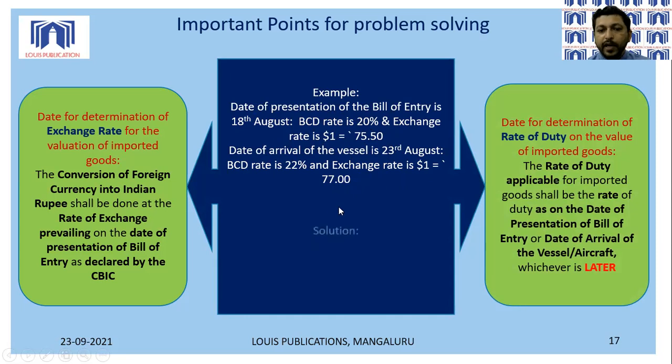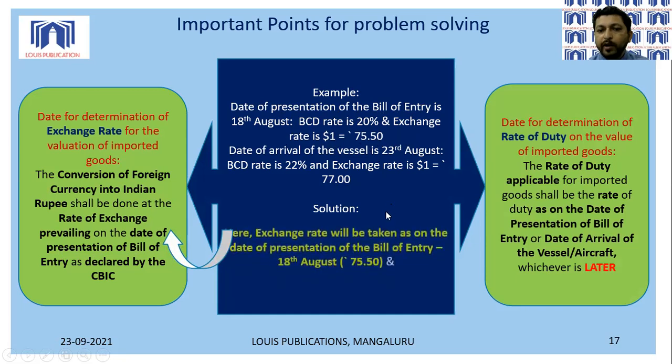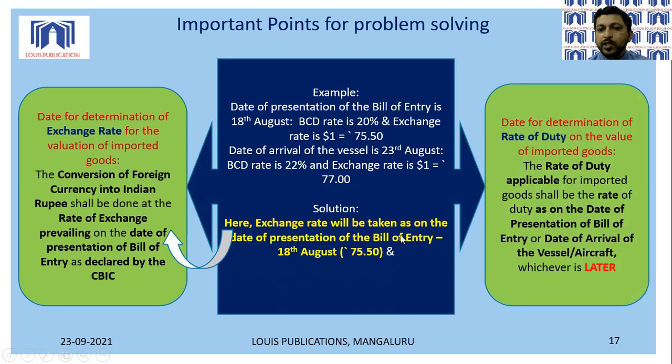So now if you have to find out what will be the currency conversion rate as specified over here, the rate of exchange prevailing on the date of presentation of bill of entry. So date of presentation of bill of entry is 18th August. And the exchange rate is $1 equal to rupees 75.50. So here, exchange rate will be taken as on the date of presentation of bill of entry, that is on 18th August, and conversion rate will be rupees 75.50 per dollar in our example.